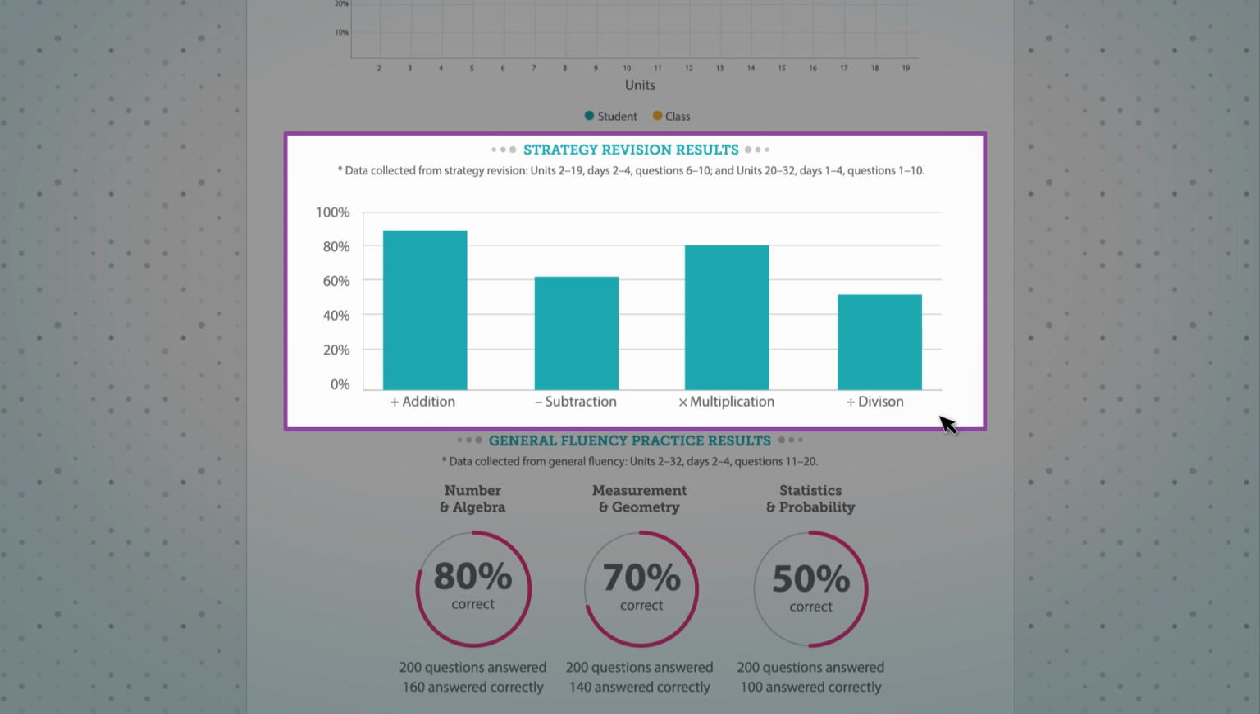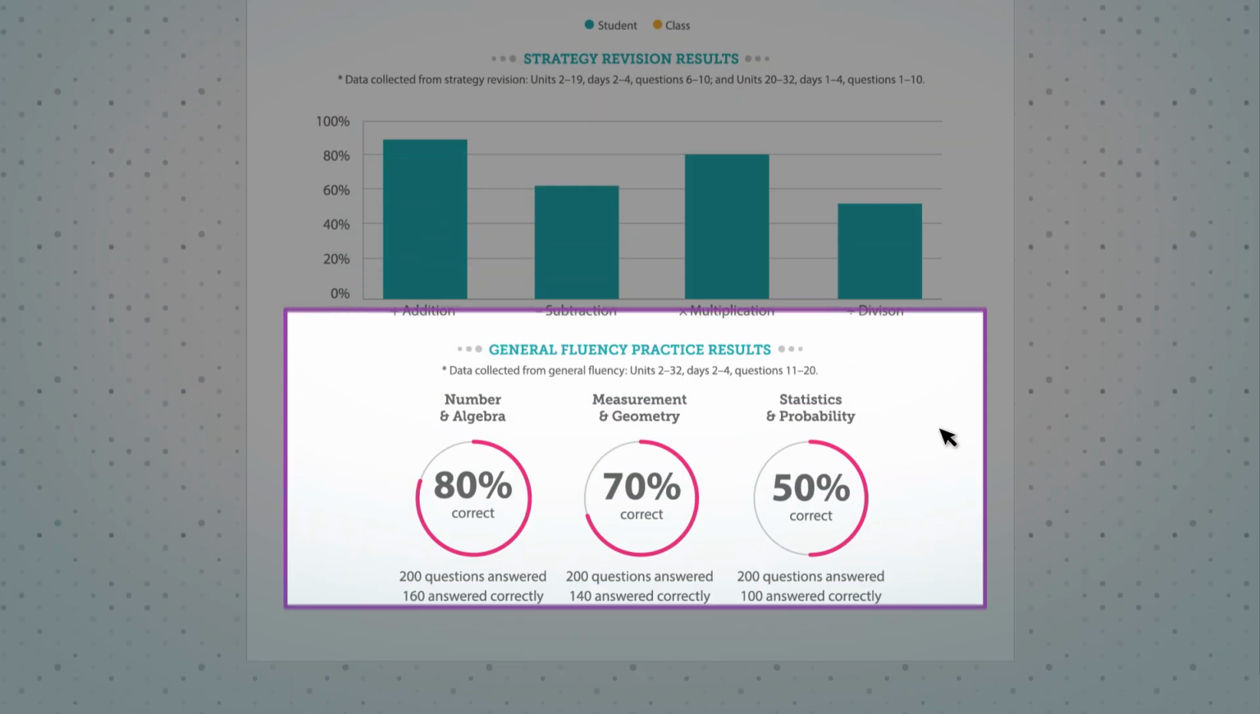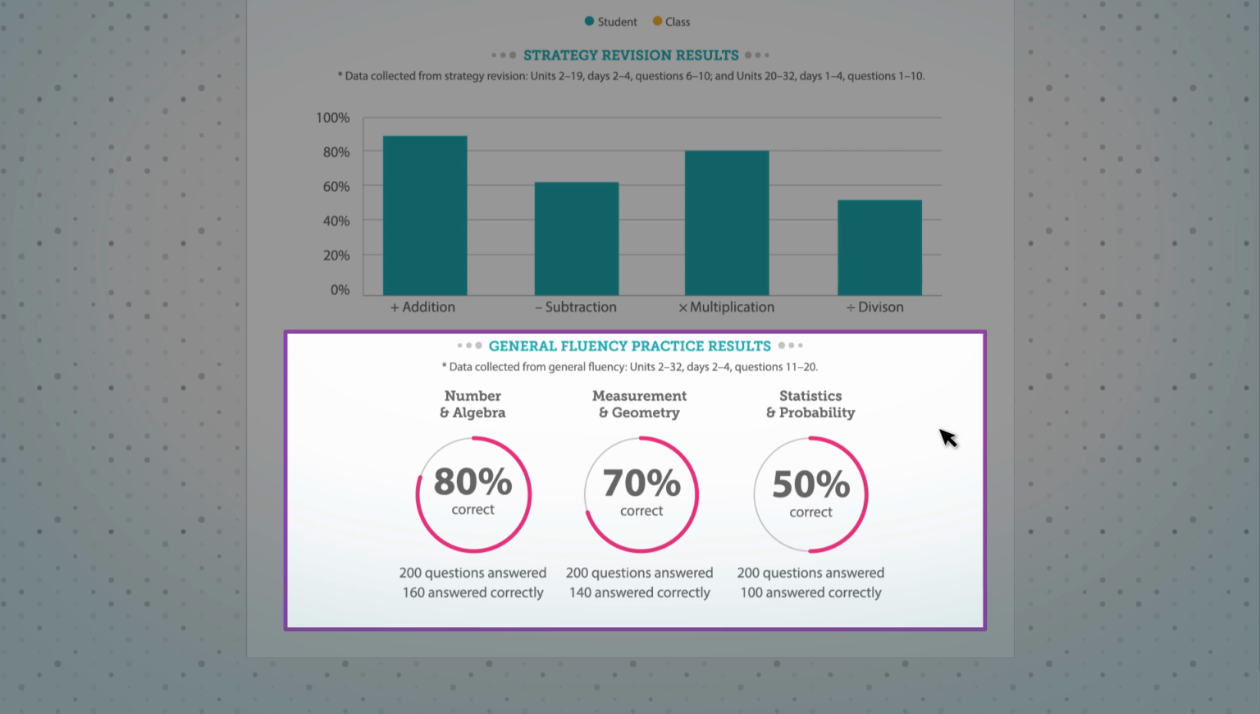This graph shows the students' percentage of correct answers for each operation. Data is collected from strategy revision questions. These graphs show the students' percentage of correct answers for each content strand. Data is collected from general fluency questions.